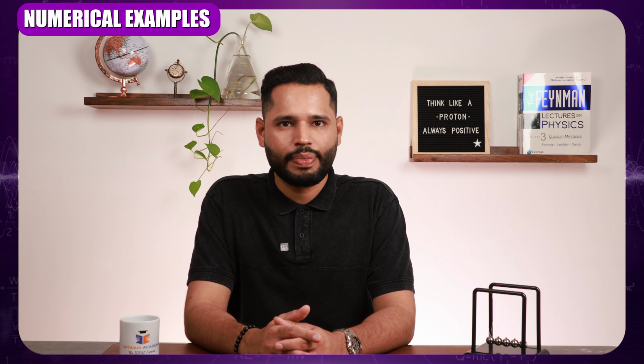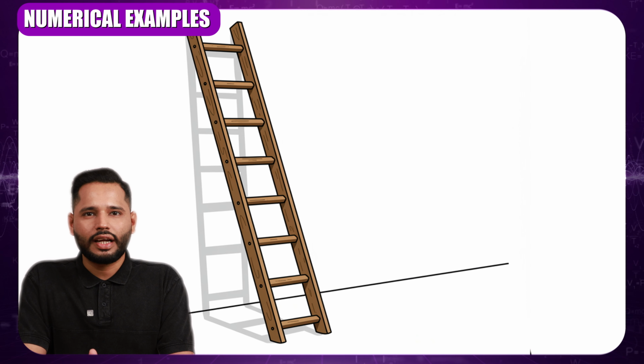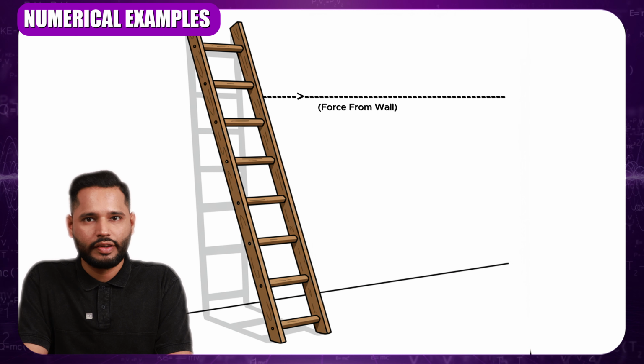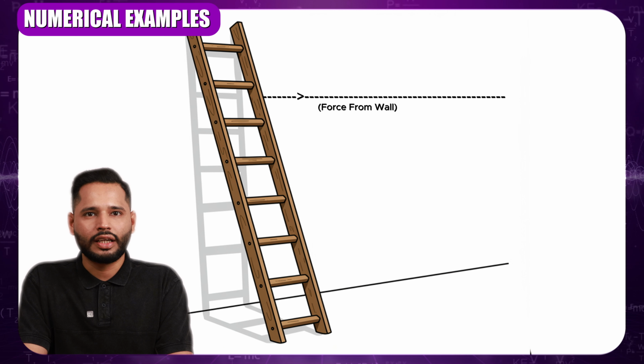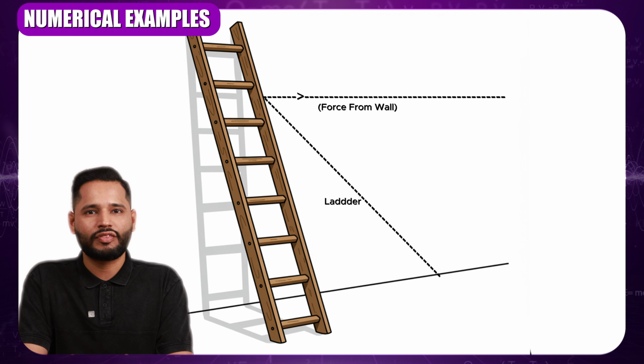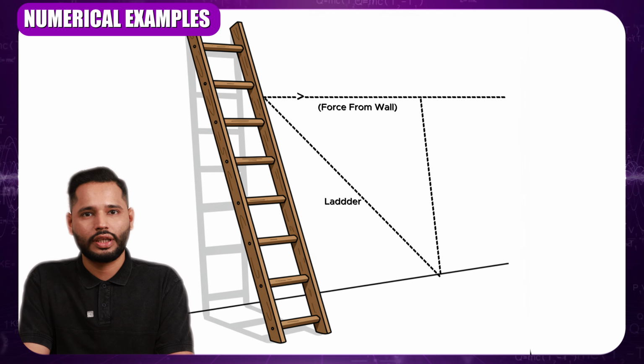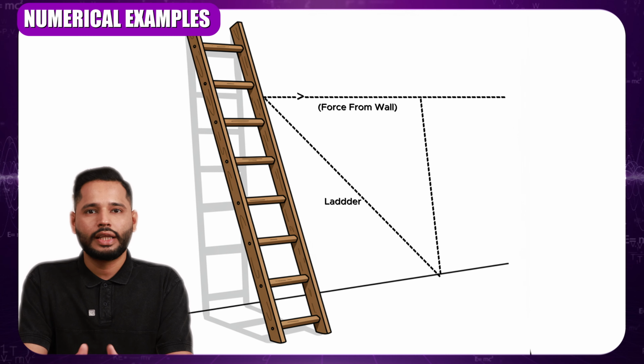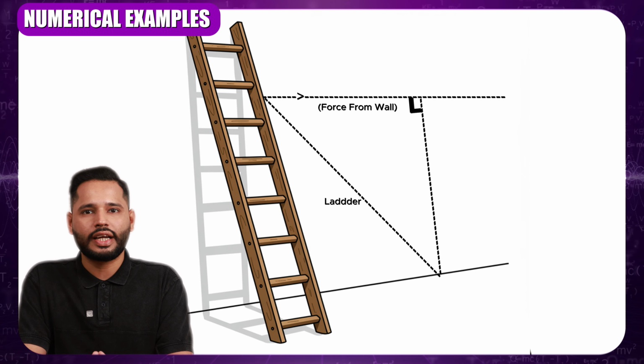For example, consider a ladder resting against a wall, experiencing force from the wall. The other end of the ladder, the end which is in contact with the ground, acts as the pivot. It is the pivot for us. The perpendicular distance will be the vertical distance between the pivot and the line of action of force from the wall.